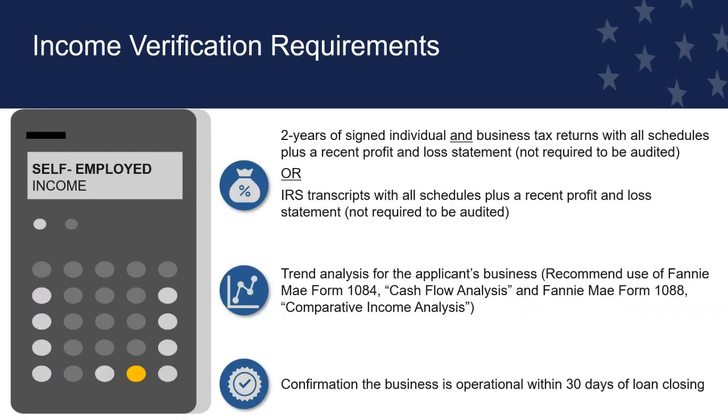For self-employment verification, you will need to submit a signed individual and business tax return for the last 2 years with all schedules plus a recent profit and loss, or IRS transcripts with all schedules plus a recent profit and loss. The profit and loss is not required to be audited. You will need to complete a trend analysis for the applicant's business and confirm that the business is operational within 30 days of loan closing.